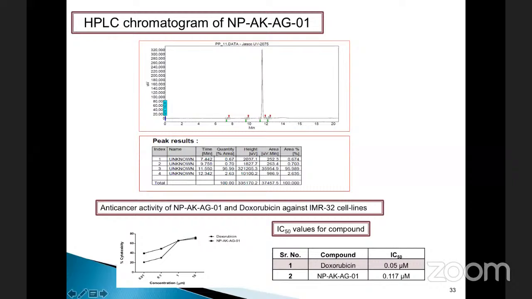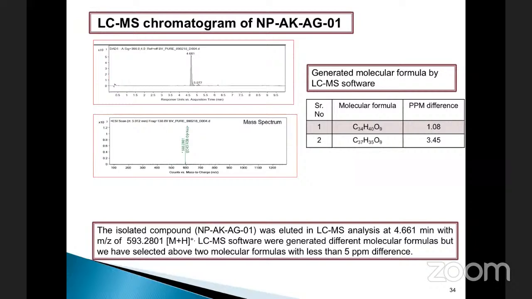Then we screened with other cell lines as well, and we found a better activity with the IMR 32 cell line in the pure compound. And that is the advantage. Right now we do not know the structure of this molecule at this stage. We are now working on isolating this molecule in large quantity, because we isolated only a very small quantity earlier.